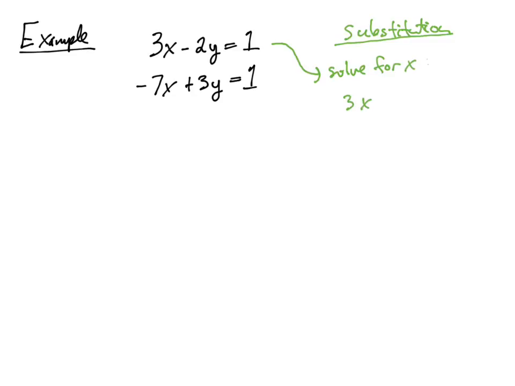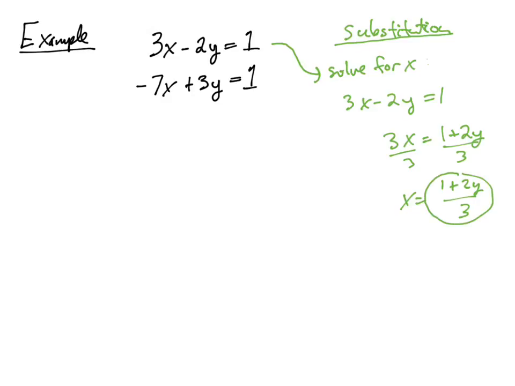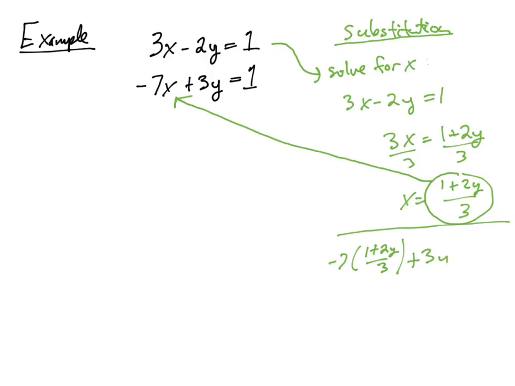So we have 3x minus 2y is equal to 1. We're going to have 3x equals 1 plus 2y, and then we have to divide by 3 here. So x is equal to (1 plus 2y) over 3. So what we would do is we would take this value for x, we're going to substitute it in right here. So doing so, we're going to have -7 times (1 plus 2y) over 3 plus 3y is equal to 1. Now we can solve this equation.